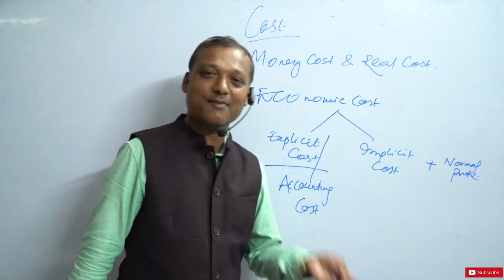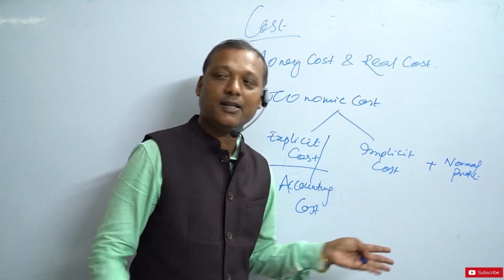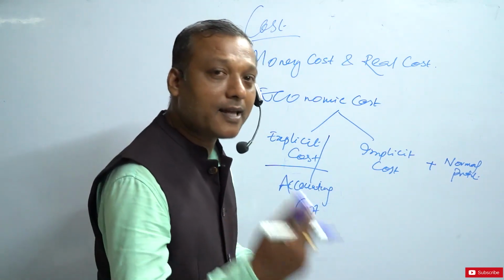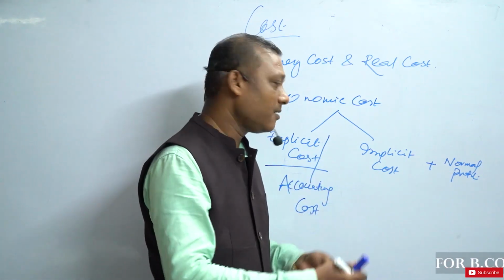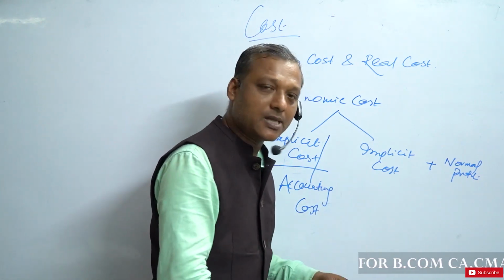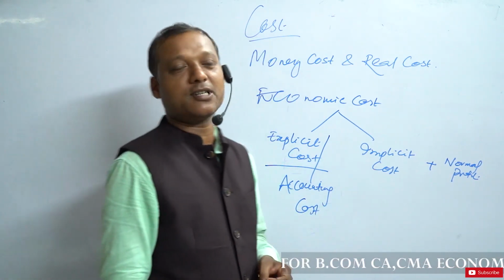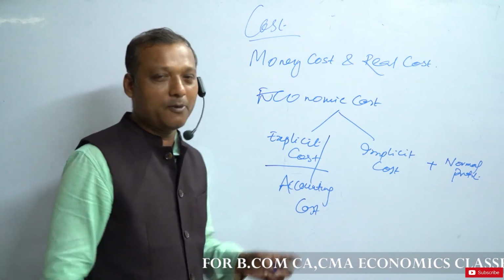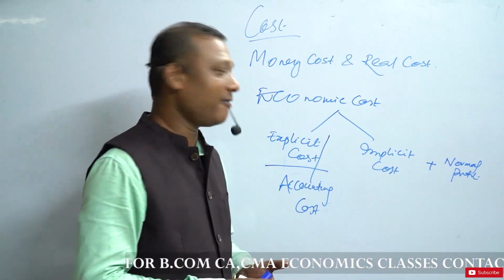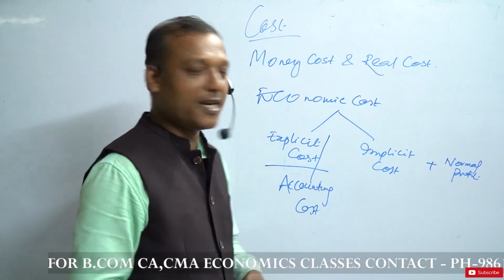Now, if a question comes that the cost incurred for the services of factors owned by the producer himself, what will you write? Implicit cost. Very good. Thank you very much. I hope you understand all the concepts. Thank you very much for your cooperation. You are looking very good now.